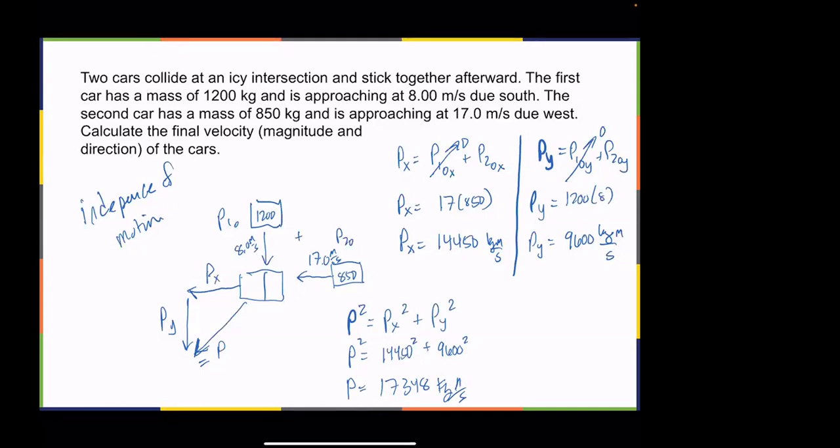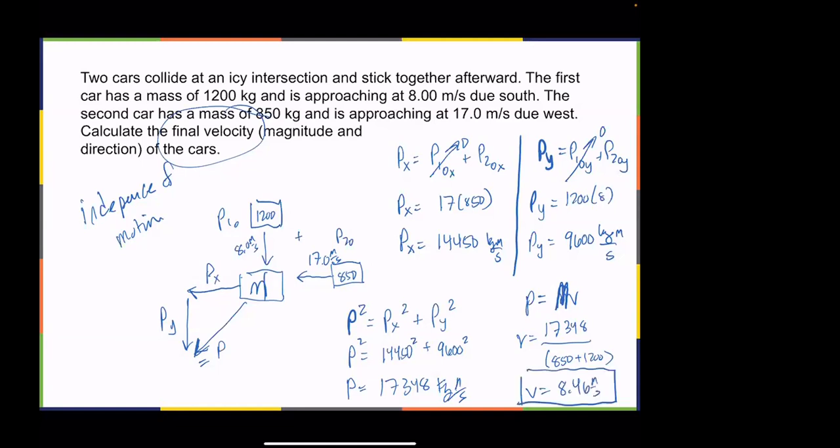Are we looking for the final momentum? No, we're looking for the final velocity. So remember, momentum equals mass times velocity. Well, this mass here is big M because the cars are combined. So V equals 17,348 over 850 plus 1,200, which is 8.46 meters per second.